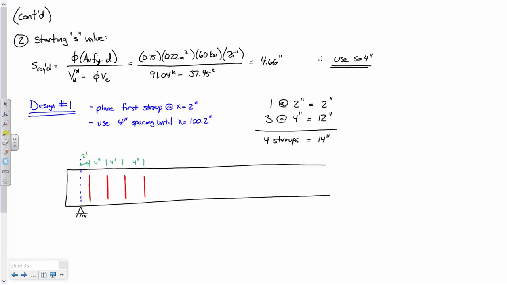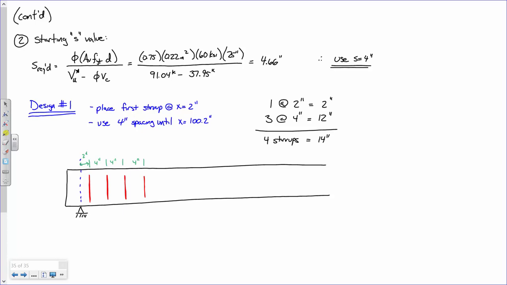Is everybody seeing how I'm doing that? So I'm adding up those increments. 1, 2, 3, 4, that's how I'm getting the 4, and then the 2, and that gives me 14. Now obviously this isn't enough, right? Because that's only 14 inches. I've got to go all the way to 100.2.